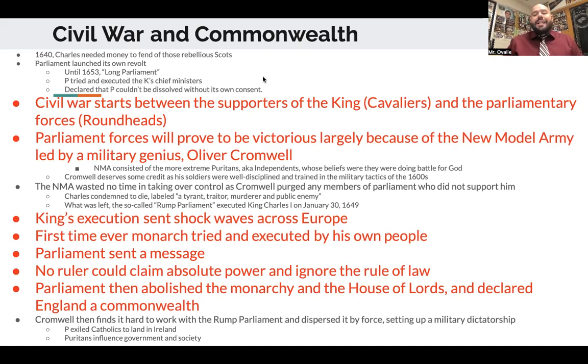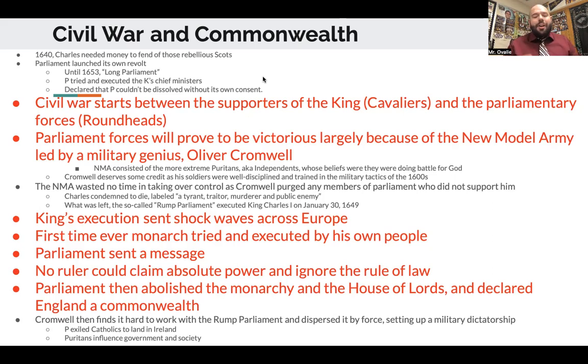So it's the first time ever in history that a monarch was tried and executed by his own people. This will scare monarchs all across Europe because if common people in Germany, Switzerland, Italy heard that the common people in England killed their king, wow, they just set a precedent. Parliament sent a message. No ruler could claim absolute power and ignore the rule of law.